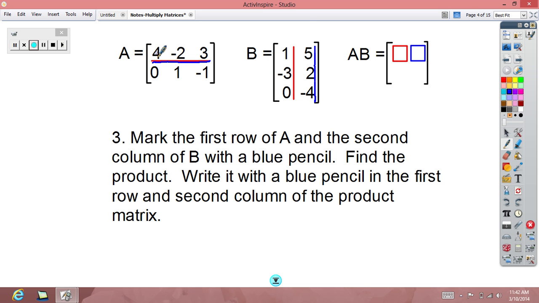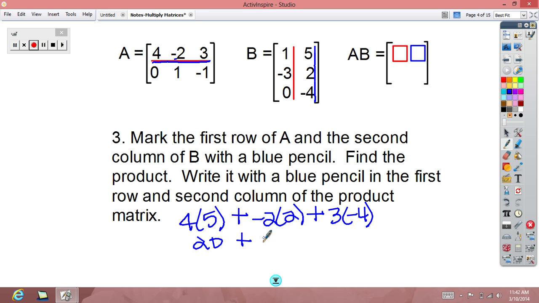So again, we multiply element by element. 4 times 5. Add them together. Negative 2 times 2. Add them together. 3 times negative 4. Okay, so here this gives me 20 plus negative 4 plus negative 12. Combine those, this gives me 16 plus negative 12 is 4. And that's my answer here, which is first row, second column, because that's what I'm multiplying. So now over here we just got a 10.